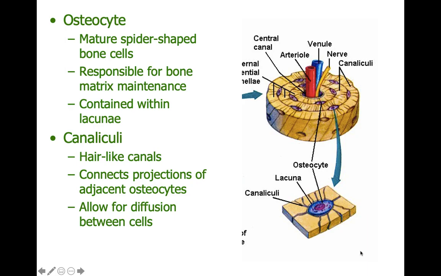This is going to allow for diffusion between the cells because if you look at the top diagram, some cells are going to be in quite close proximity to the blood vessels and the nerves. I have to have a way to get the materials, the oxygen, nutrients from those blood vessels to the cells further away from it. The projections from the cells allow that to happen. The canaliculi give us a space for those projections to reside.